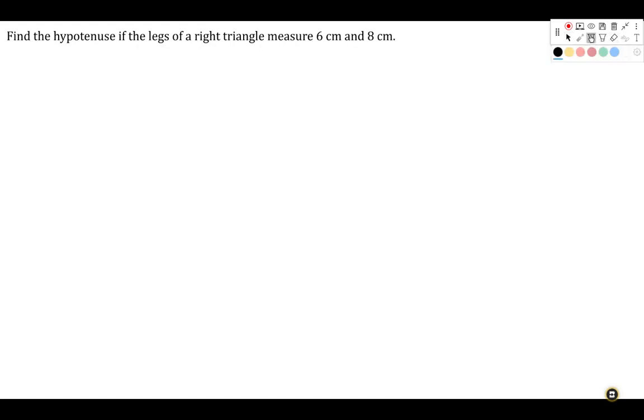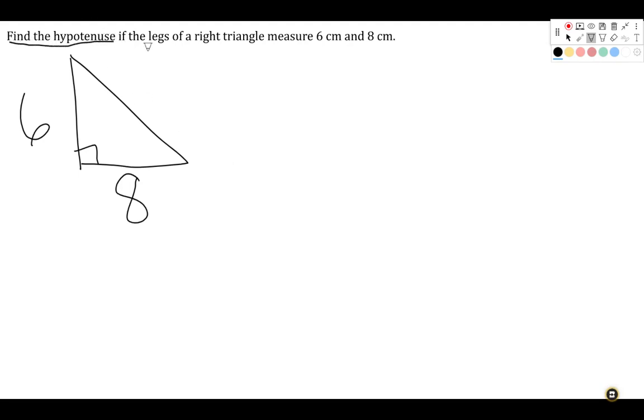Okay, there is no picture. You need to start with a picture. Draw yourself any right triangle. And let's label the legs 6 and 8. It won't matter where you put them, as long as the hypotenuse is left blank because that's what we're trying to find.